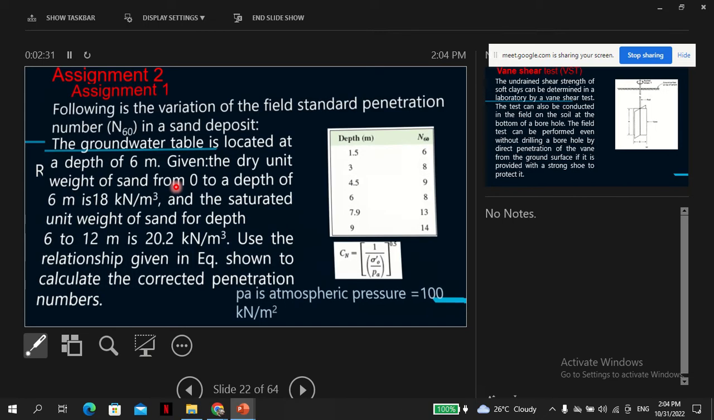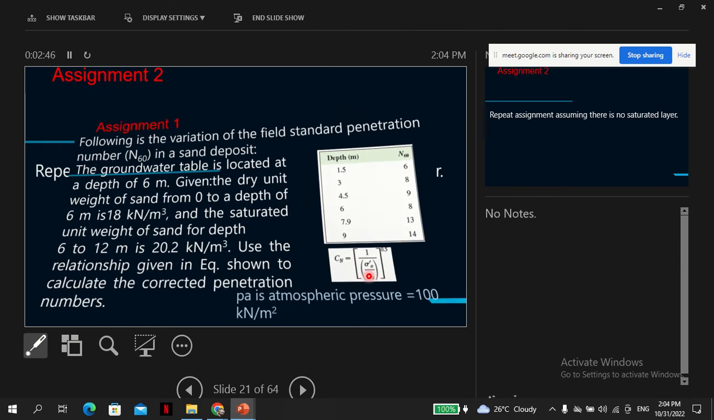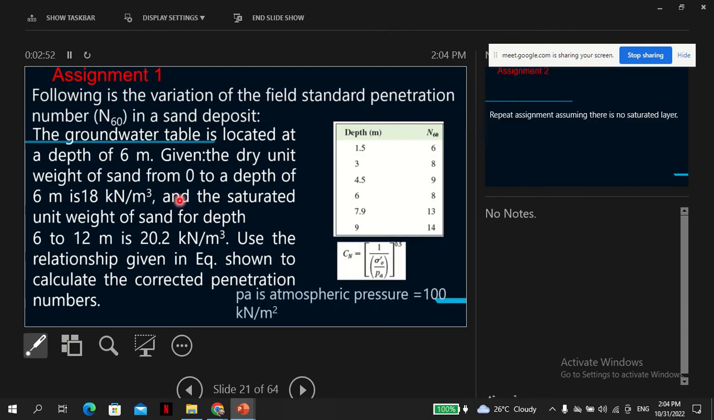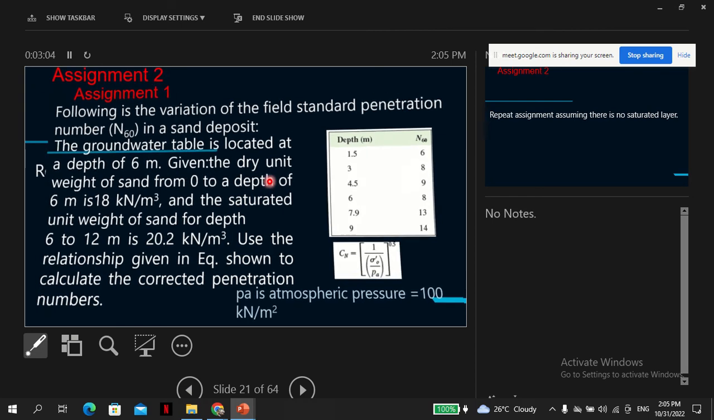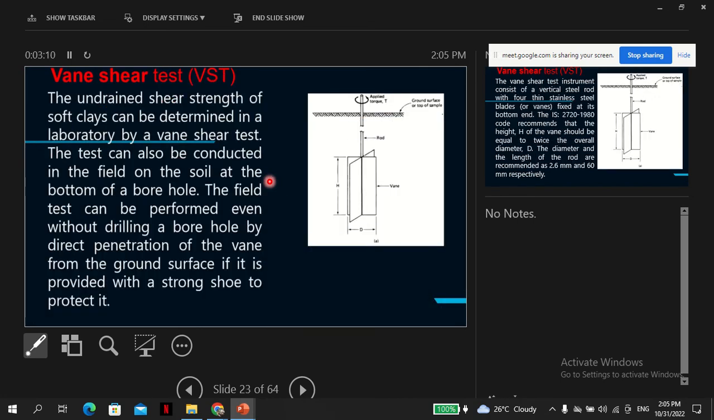So in fact it appears you can also correct for the atmospheric pressure condition. If this is a saturated layer, so for the first one you can assume the saturated layer is already described there. Now for the second one you can calculate assuming we don't have the saturated layer. That's an assignment for your own practice.